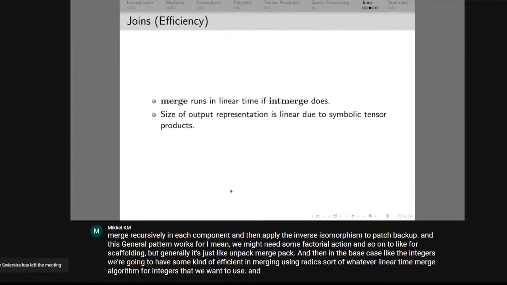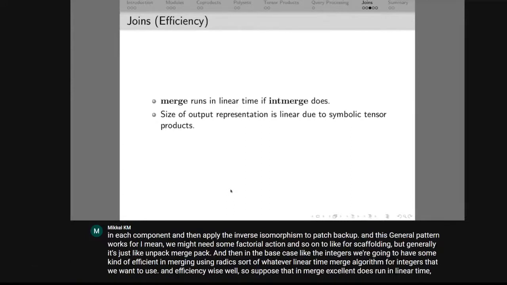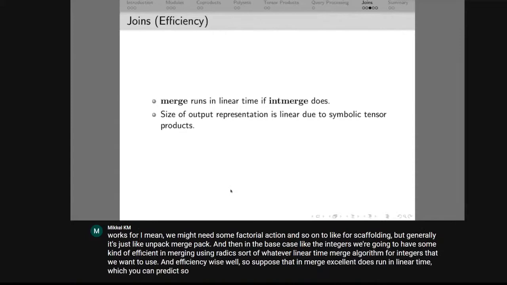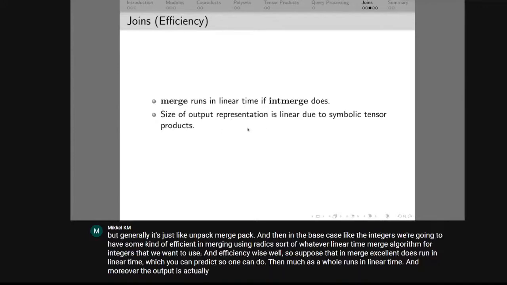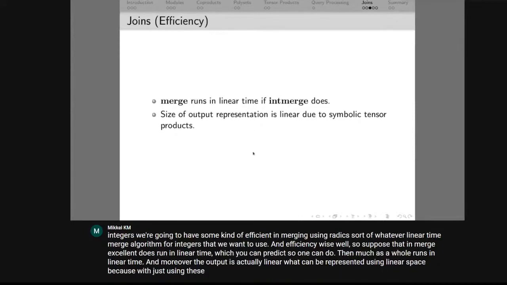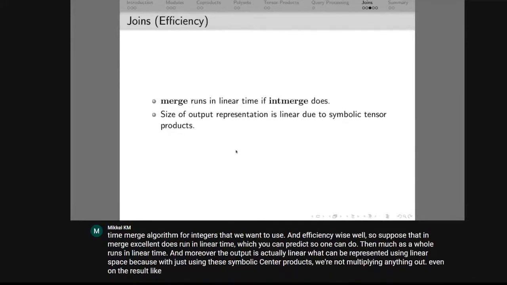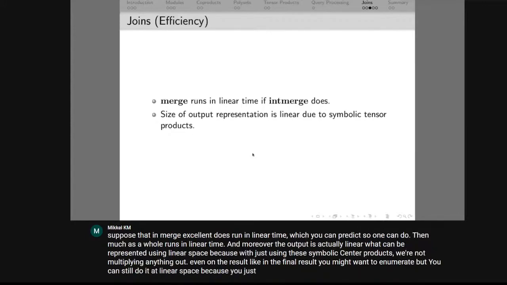And efficiency-wise, suppose that int merge actually does run in linear time, which radix sort and so on can do. Then merge as a whole runs in linear time. And moreover, the output can be represented using linear space, because we're just using these symbolic tensor products, so we're not multiplying anything out. Even in the final result, you might want to enumerate, but you can still do it in linear space because you're just streaming the tuples.